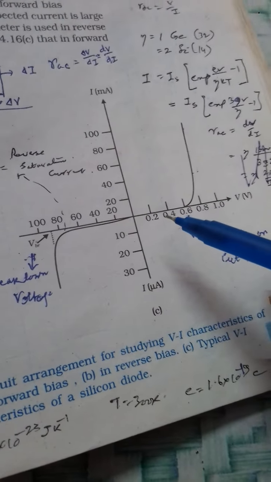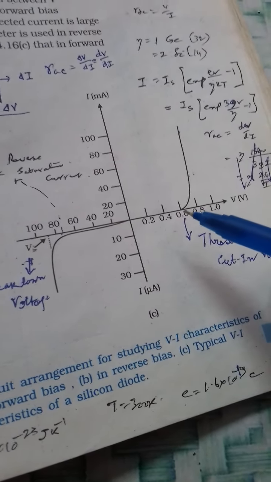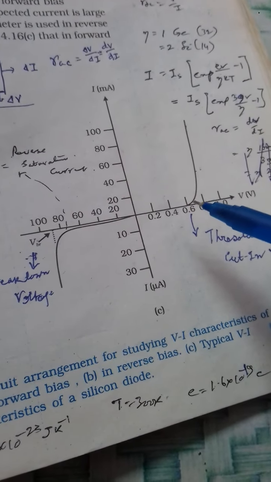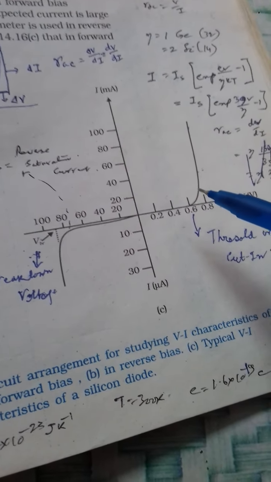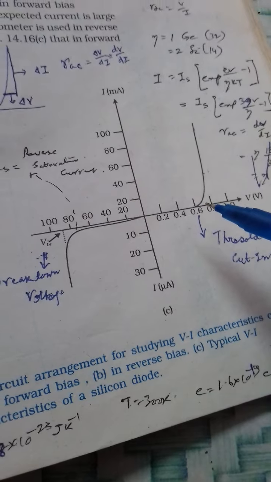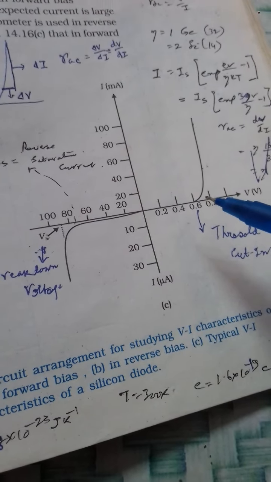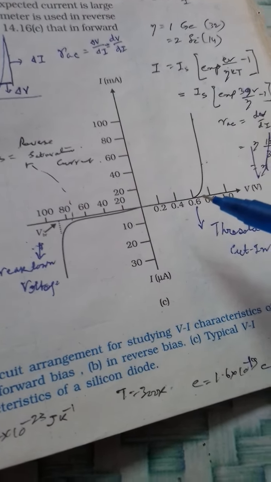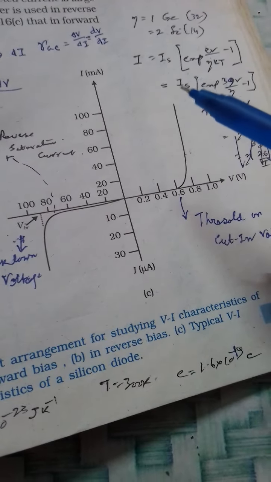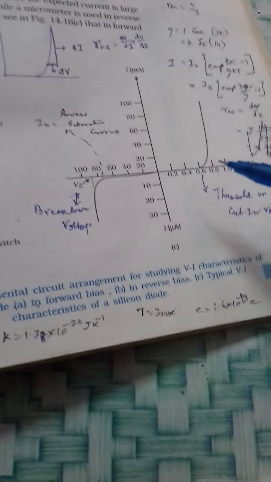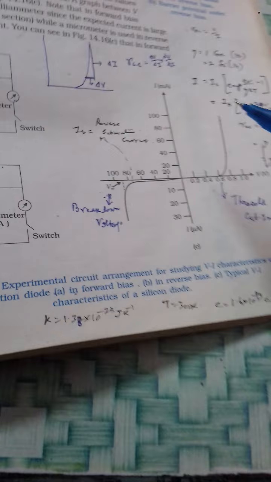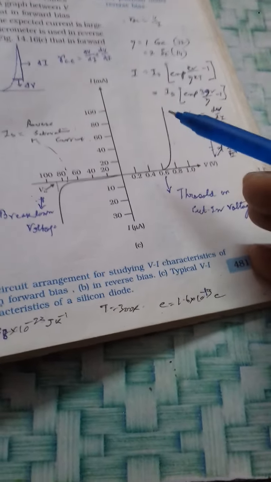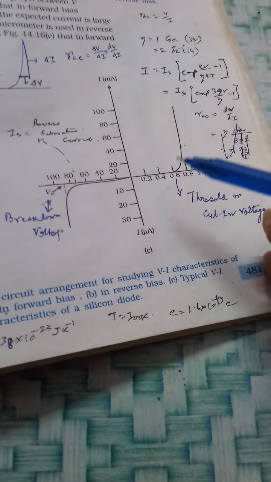And when you go on increasing the voltage, nearly 0.6 volt, it starts, and this knee is at about 0.7 volt. When 0.7 volt is applied, the current rapidly increases. It is an exponential increase. This is in forward bias.